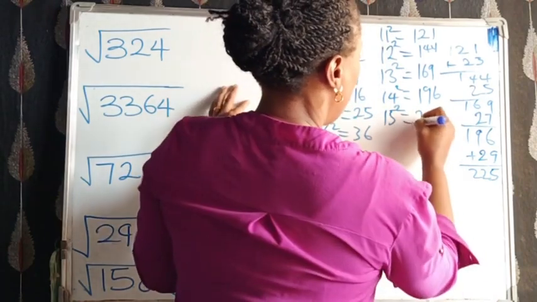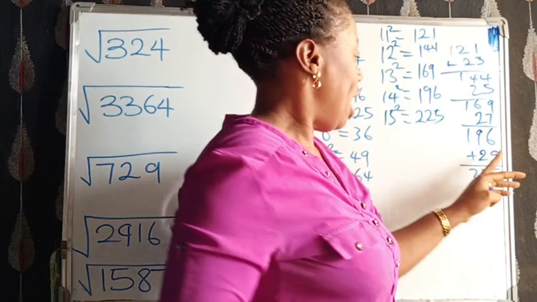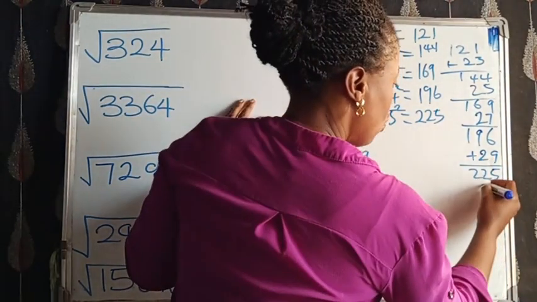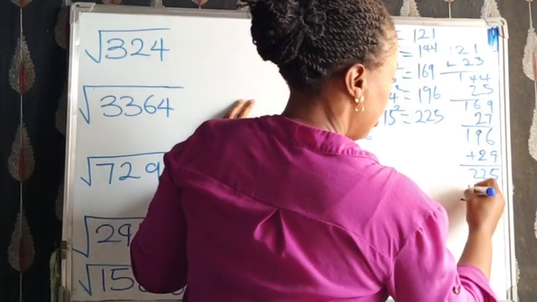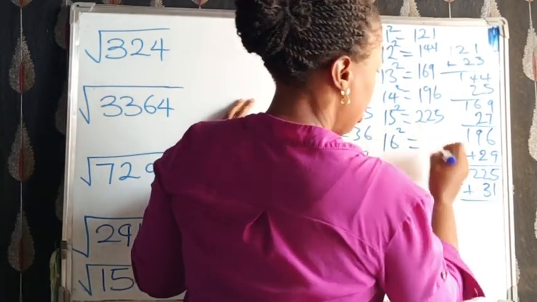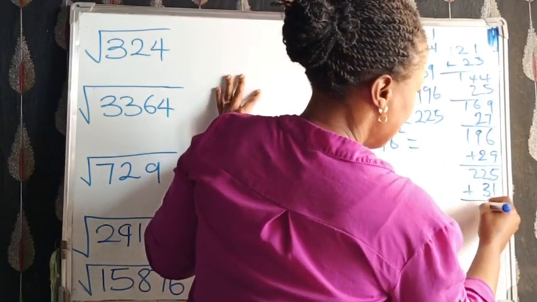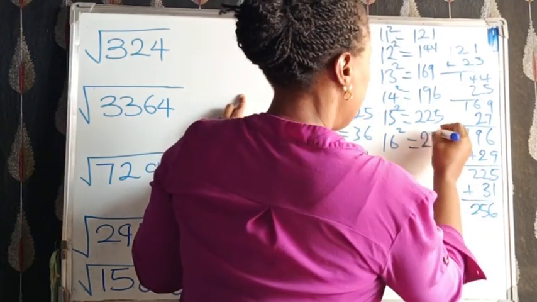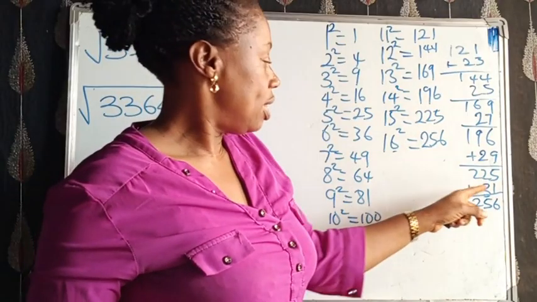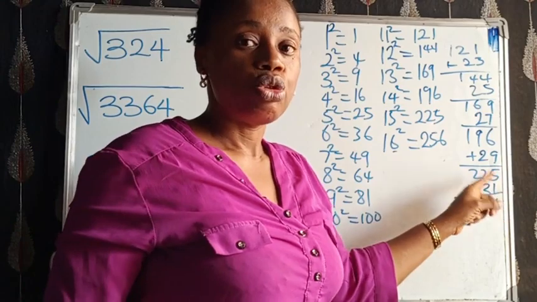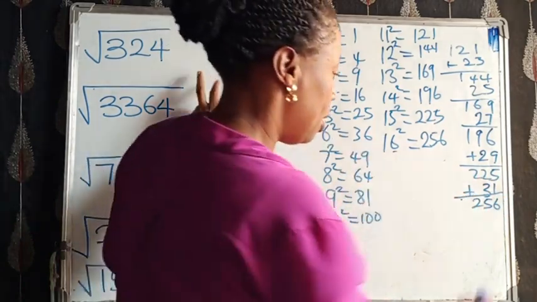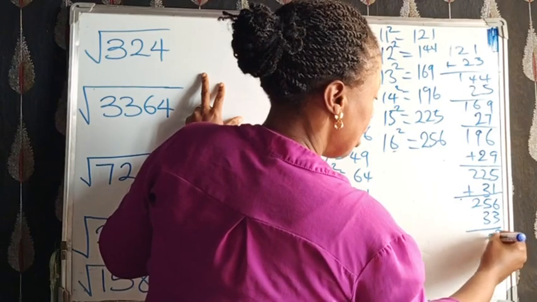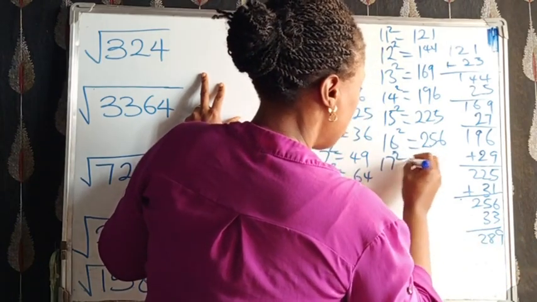So we have 225. We add 2 to 29: 29, 30, 31. We are going to add 31 here. And for 16 squared, we are going to have 256. So this is 31. We are going to add 2 to 31. That will be 33. So 33 is going to give 9, 8, 2. So 17 squared is going to be 289.